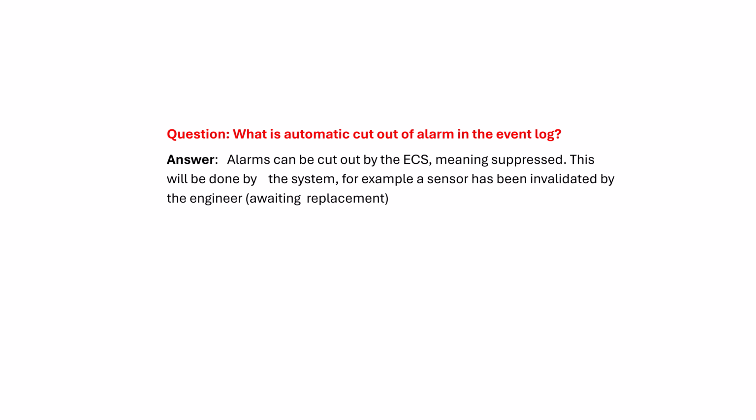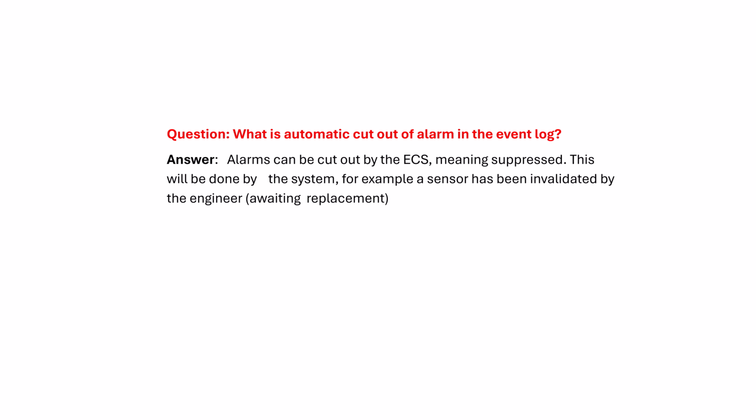What is automatic cutout of alarm in the event log? An alarm can be cut out by the ACS, the engine control system, meaning suppress. This will be done by the system. For example, a sensor has been invalidated by the engineer. We'll talk about invalidation also. Cutout and invalidation are two different things.